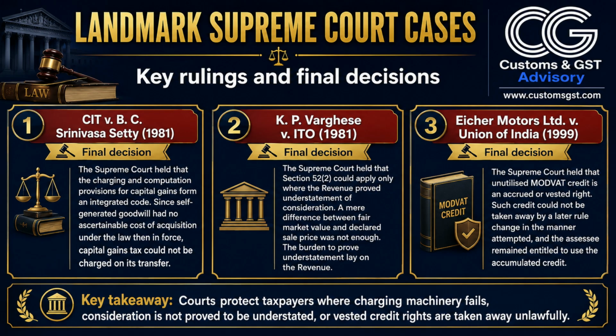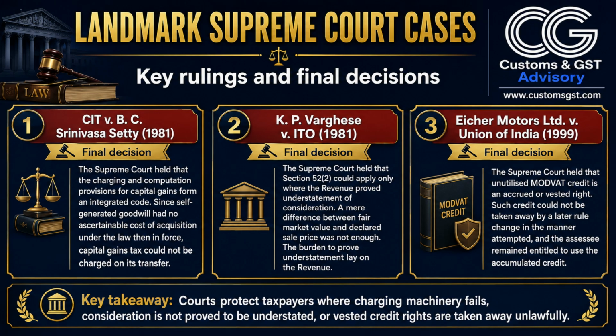If the machinery is absent, courts strive to interpret the statute in a manner that preserves workability, although no Supreme Court judgment has yet decided this precise issue under Section 16(2)(c). Several established decisions provide interpretative guidance. In CIT versus B.C. Srinivasa Sethi, 1981, the court observed that where the charging provision and the computation machinery are so inextricably linked that one cannot operate without the other, the levy itself may become unworkable.